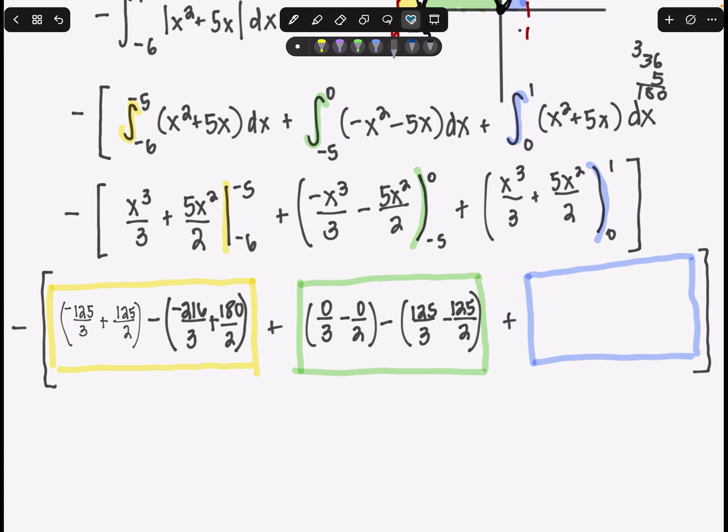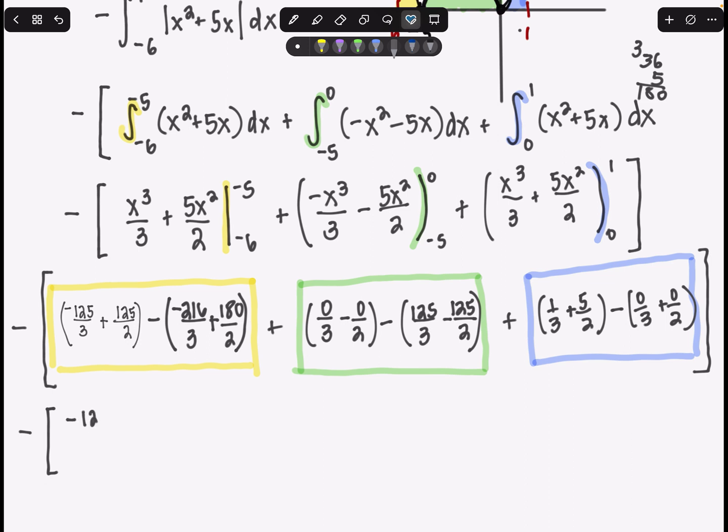And now we've got the last piece, which is this blue piece. When I put a 1 in, I get 1/3 plus 5/2 minus 0/3 plus 0/2. And now it's just fractions. Now it's just working with the fractions and seeing what we get. So I'm going to have that opposite on the outside.